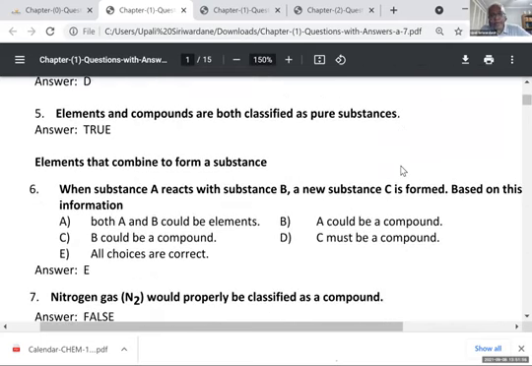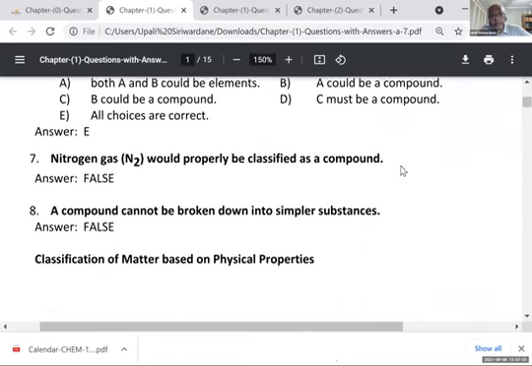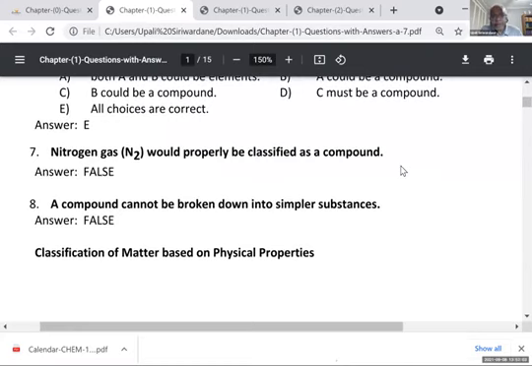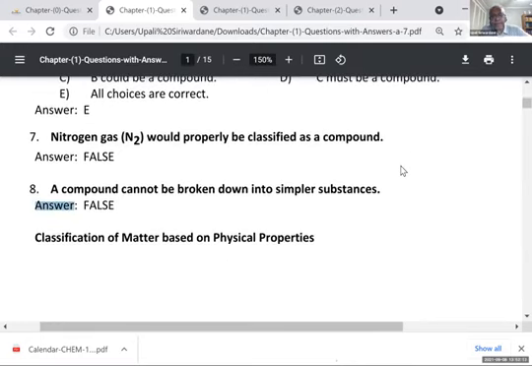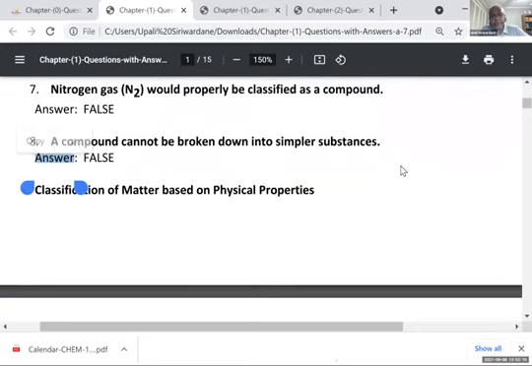Elements and compounds are both classified as pure substance. That's true. Nitrogen gas will properly be classified as an element, not a compound. A compound cannot be broken down to simpler substances? That's false. A compound can be broken chemically into pure substances.